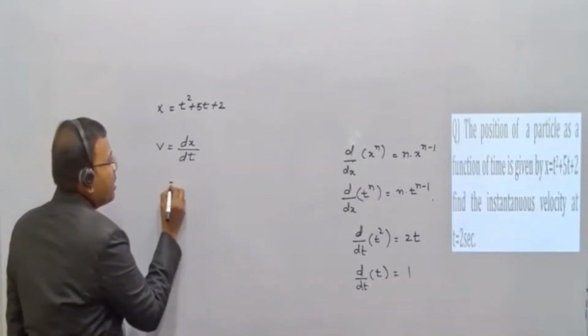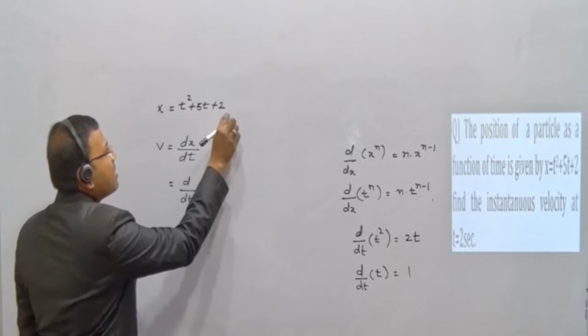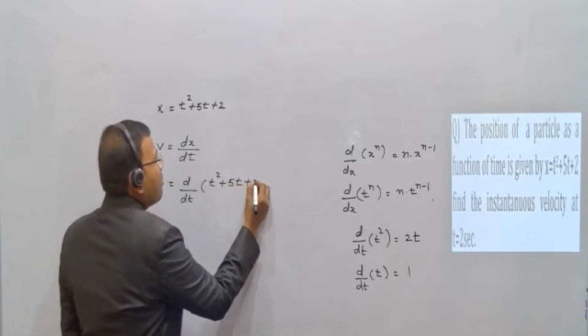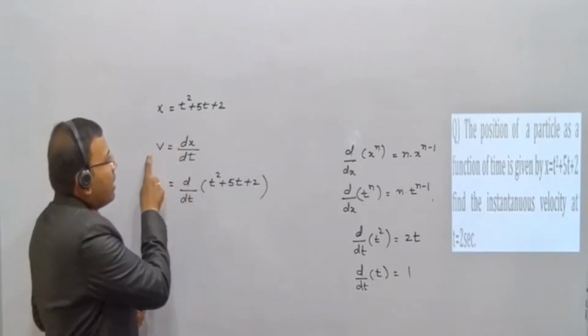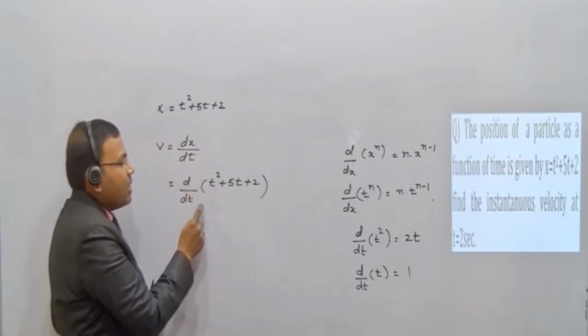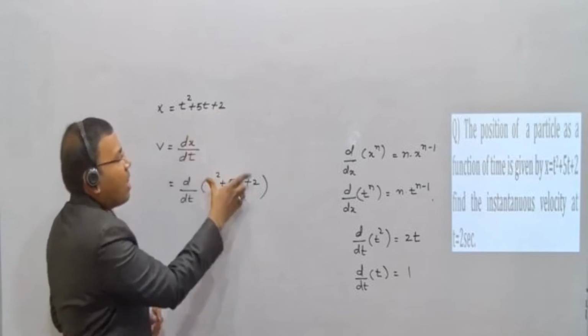चलिए हम differentiation करते हैं बेटा d by dt. What is x? X is this part. So I take t square plus 5t plus 2. देखिए बेटा कुछ भी नहीं किया, I have done nothing, just instantaneous velocity formula I should know dx by dt. उसके बाद dx by dt is what, t square plus 5t plus 2. ये जो x है ना, just I have replaced here.